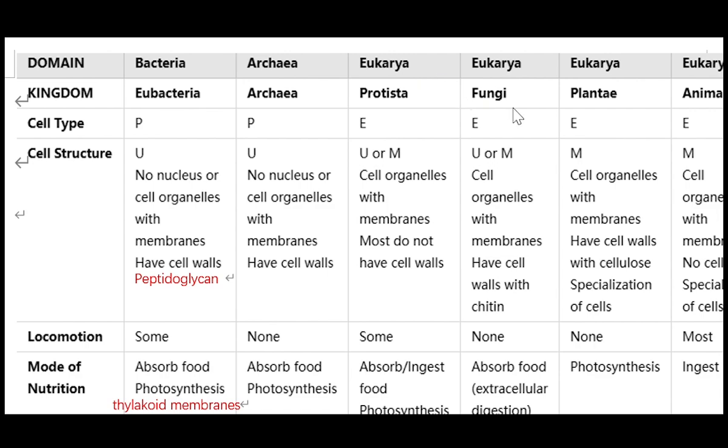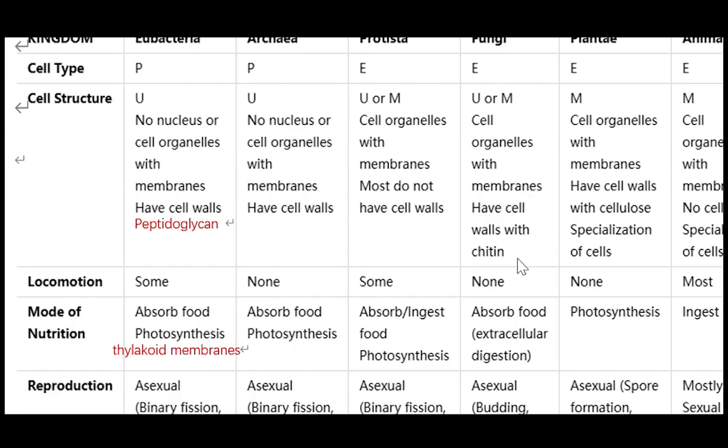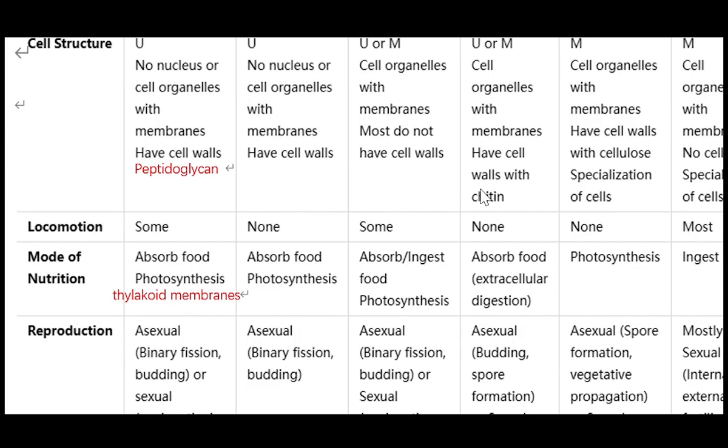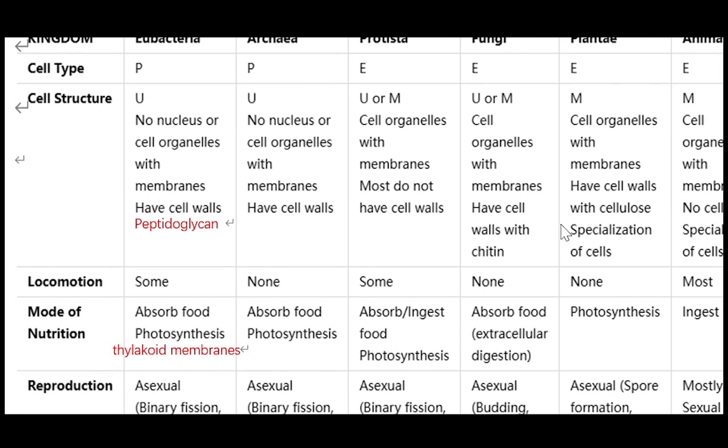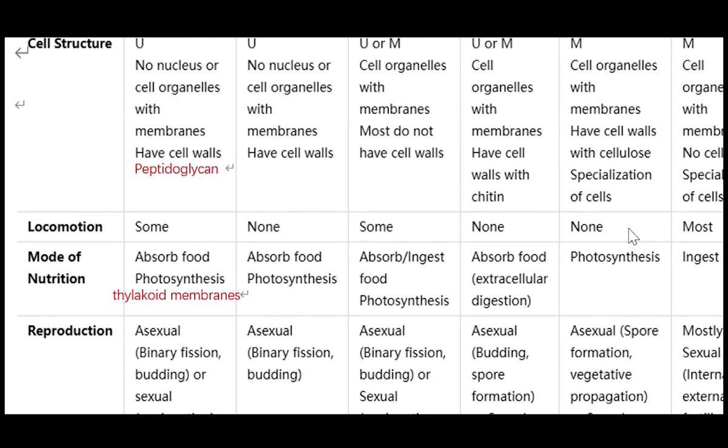Okay, moving on to fungi. Some people pronounce it one way, but most people pronounce it another. And they are eukaryotes, and they can be either unicellular or multicellular. They contain cell organelles that are membrane-bound. And the main component of their cell wall is called chitin. And none of the fungi that we have discovered so far are able to move. So I put a none for locomotion.